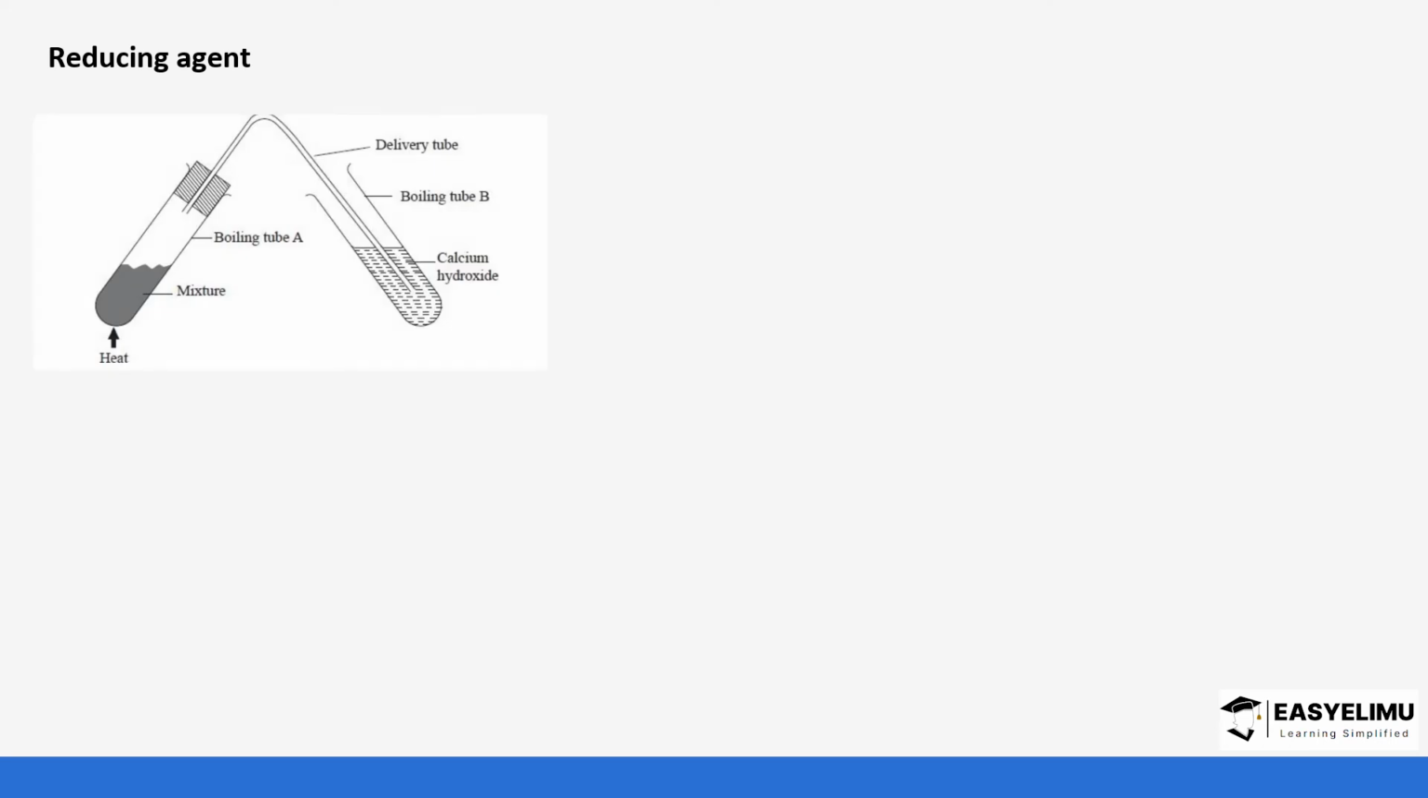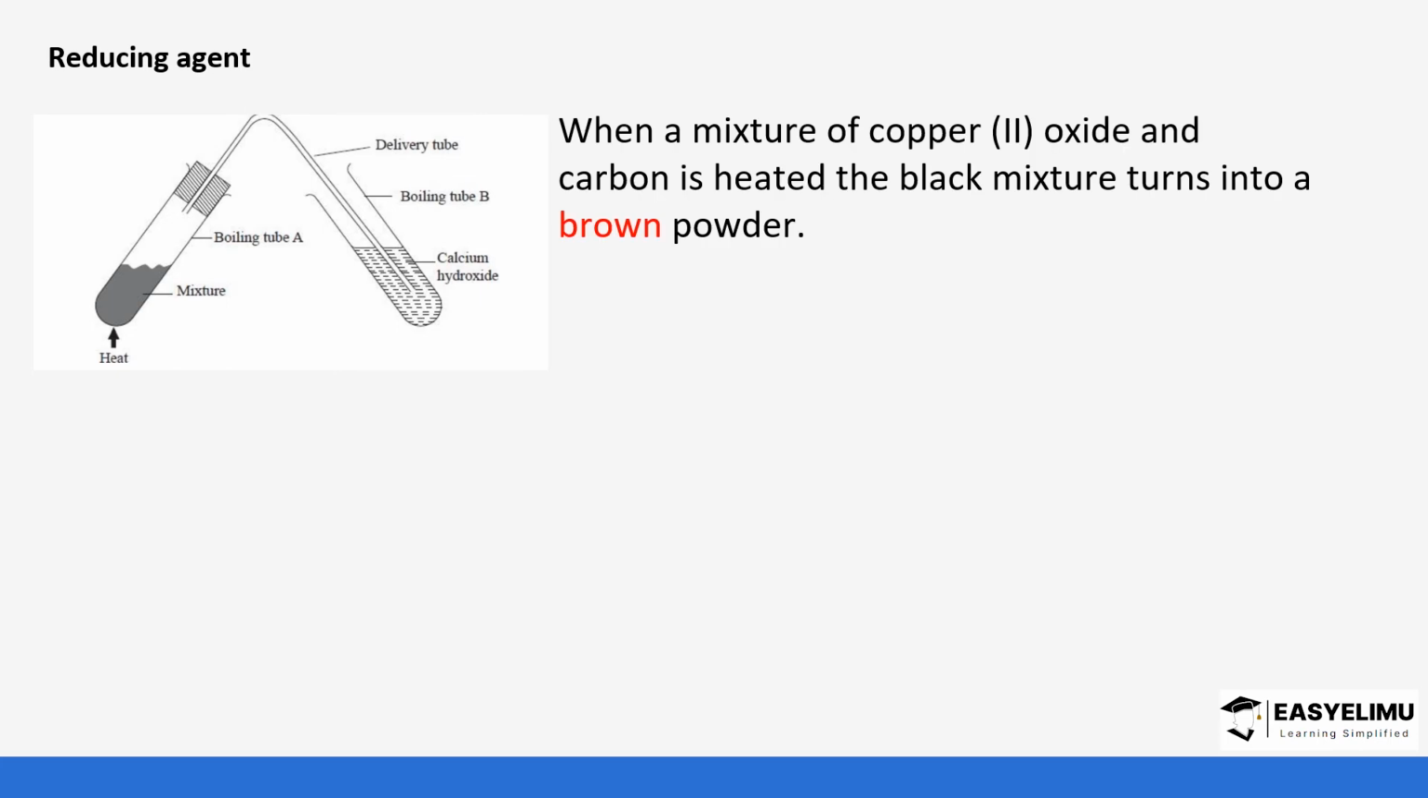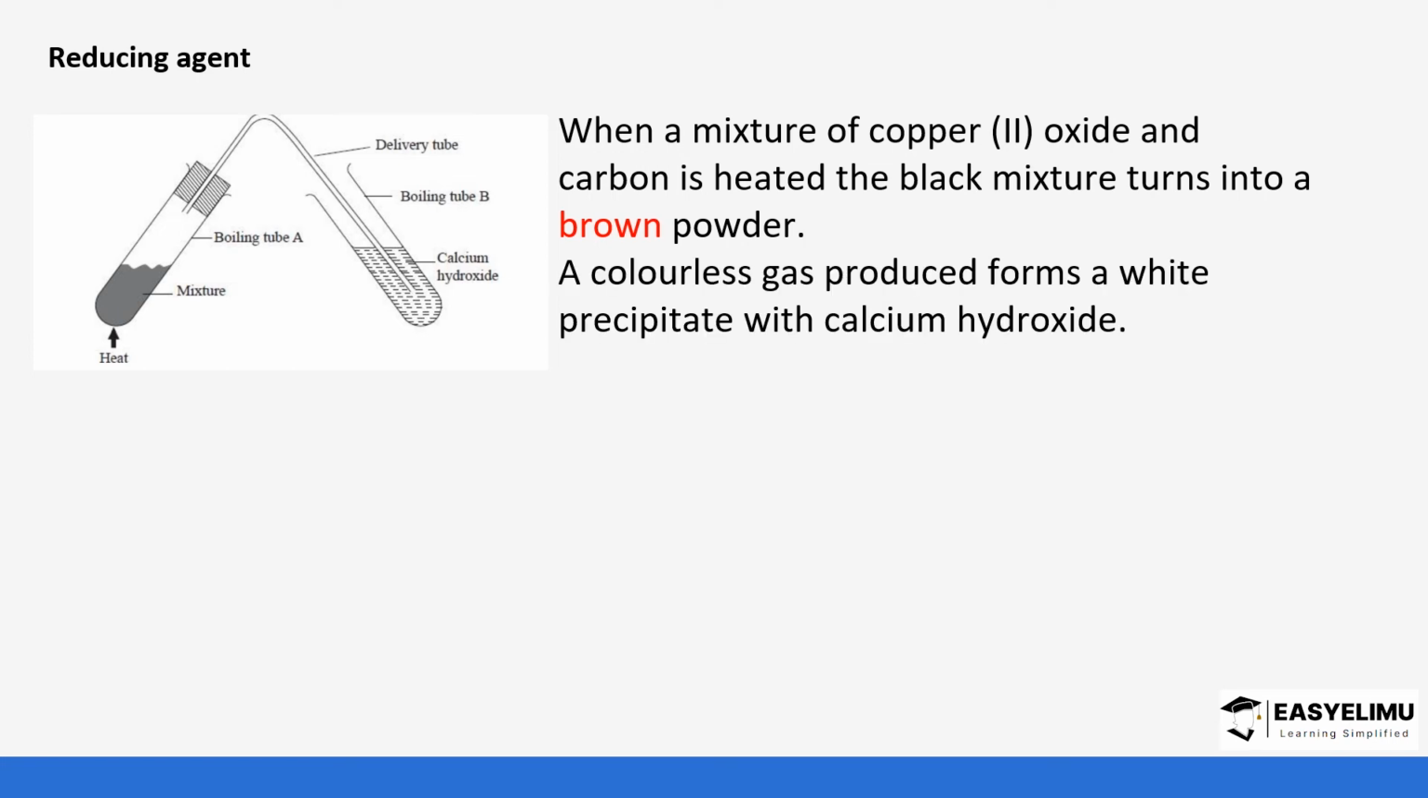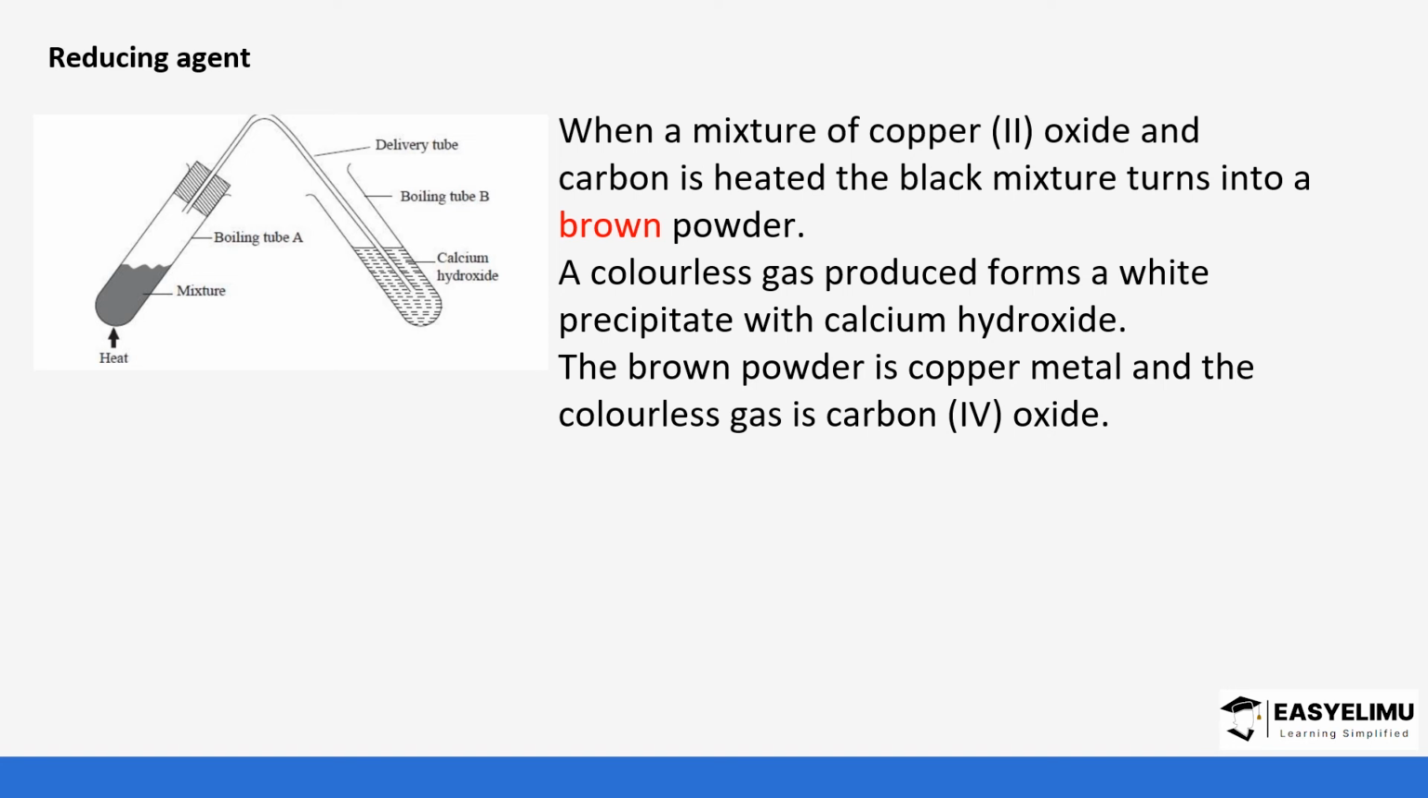Also, carbon behaves like a reducing agent, where it reduces elements that are below it in the reactivity series. For example, if you heat a mixture of copper(II) oxide with carbon, it turns into a brown powder. You know copper(II) oxide is black in color. If you heat this, you will notice some brown specks in the boiling tube. Then a colorless gas is produced because the carbon reacts with oxygen to form carbon dioxide, which forms a white precipitate with calcium hydroxide.